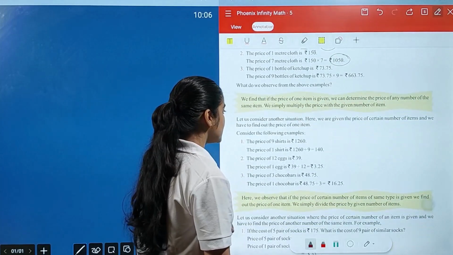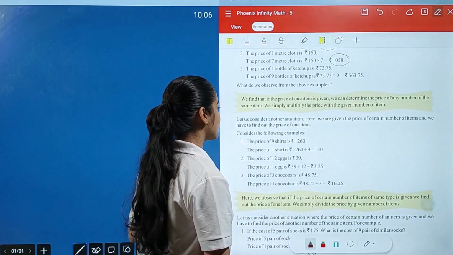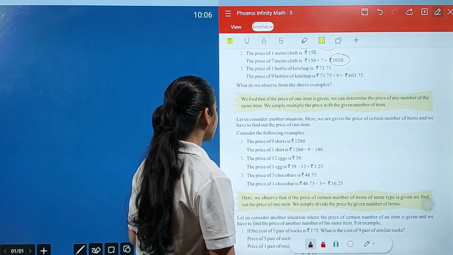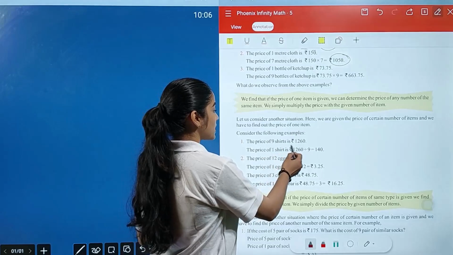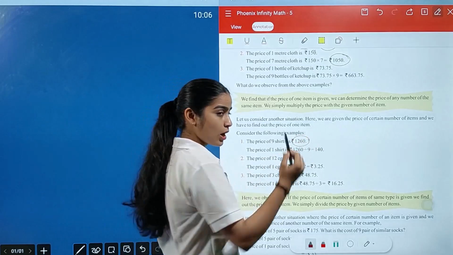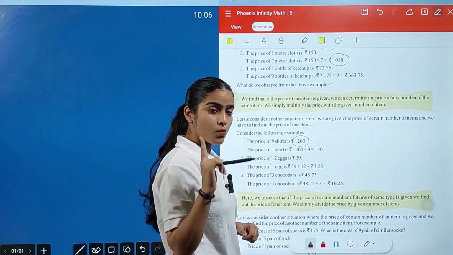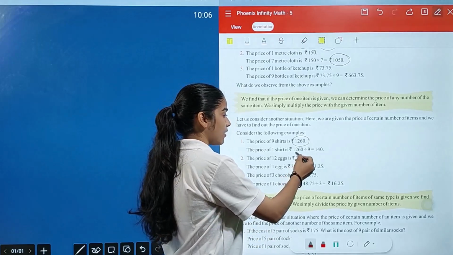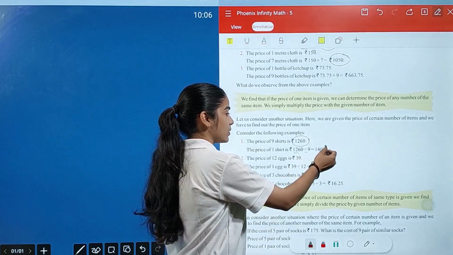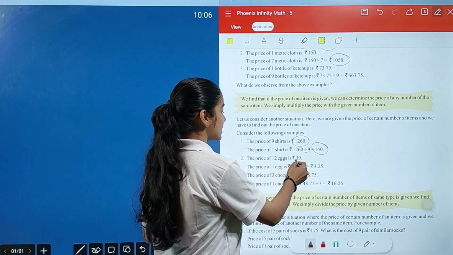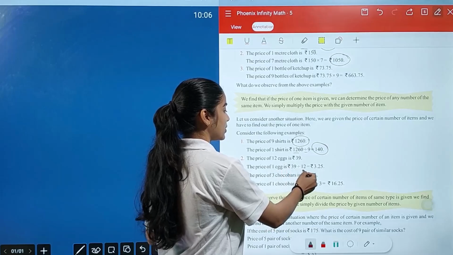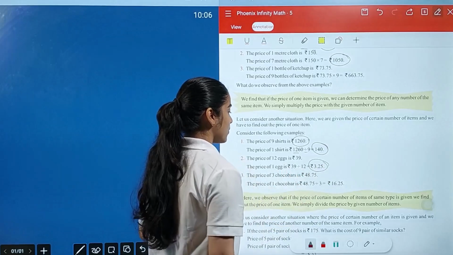So let us consider another situation. Here we are given the price of a certain number of items and we have to find the price of one item. The price of 9 shirts is 1260. Now we have to find the price of one shirt. So you divide 1260 by 9 and you will get your answer, 140. The price of 12 eggs is 39. So you have to divide 39 by 12. You will get your answer, 3.25.